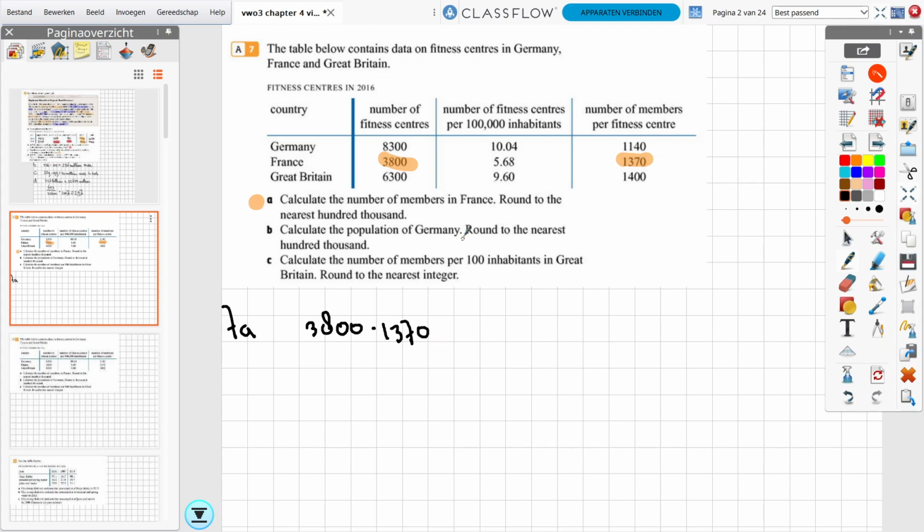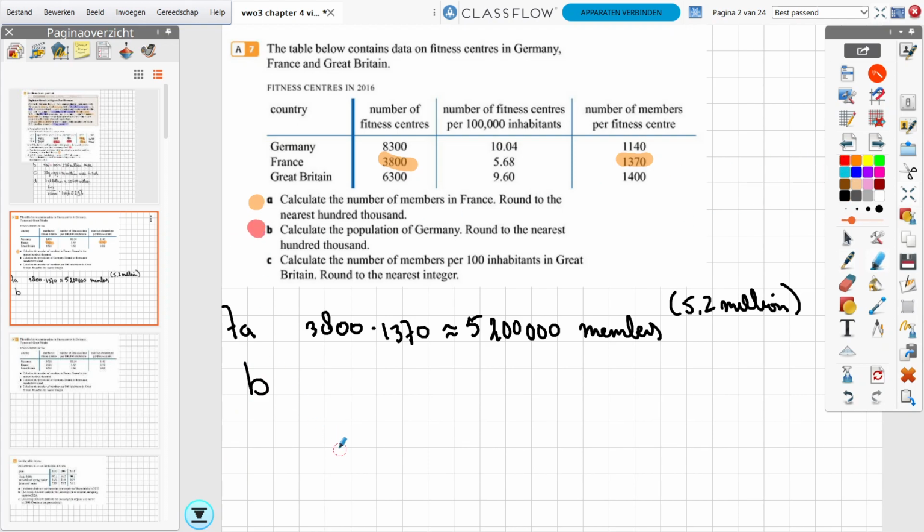I get 5,206,000. But rounding to the nearest 100,000 would give me approximately 5,200,000 members. Or if you prefer, you could say 5.2 million. Also rounded to 100,000, okay? But do round correctly. That's A. For B, let's use the red marker for this one to show what I use.